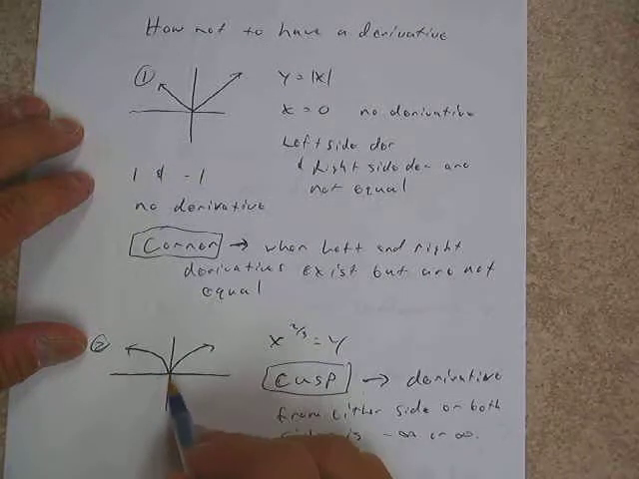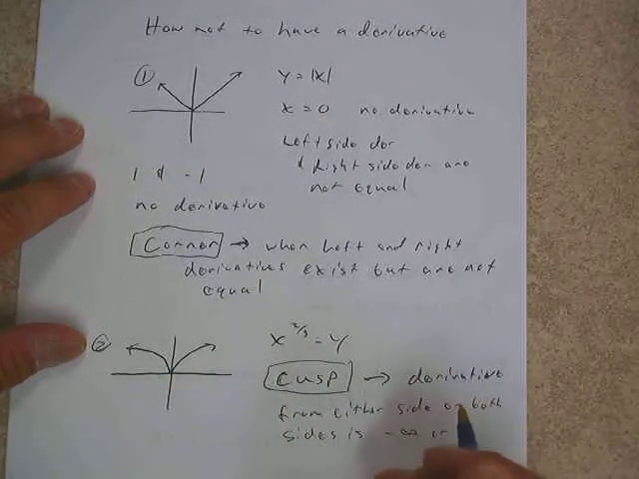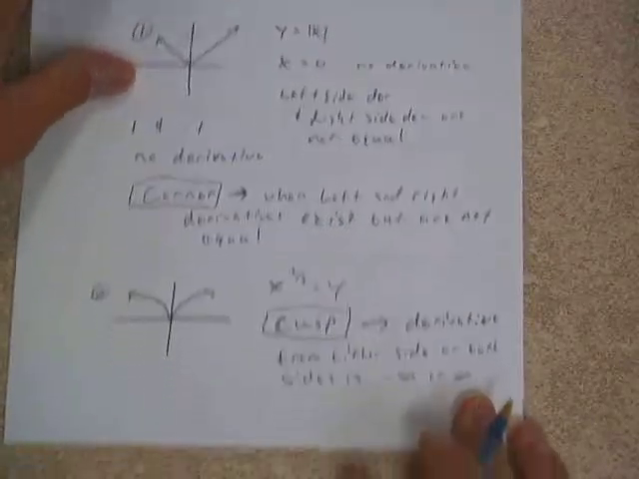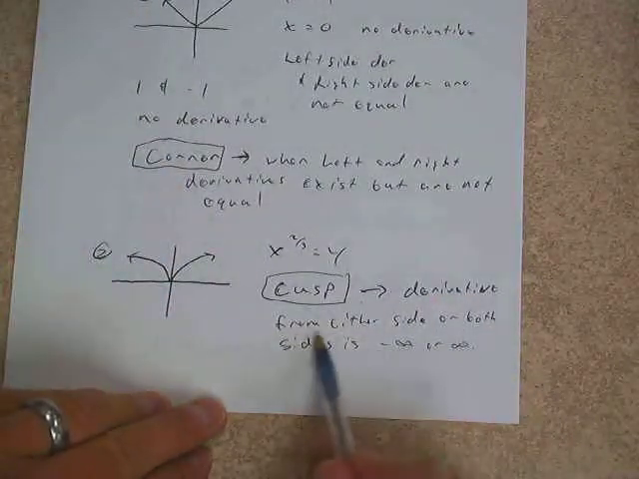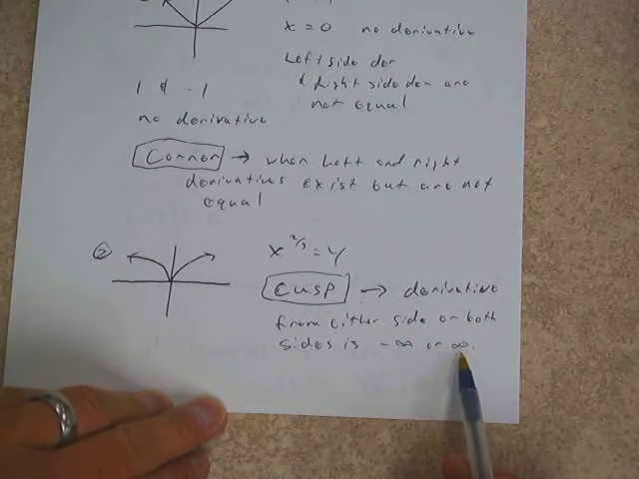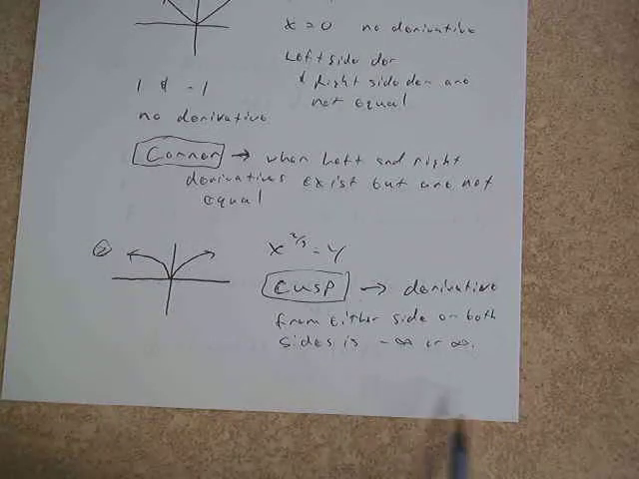Now, one question we might ask is, what if we have a combination of these two? If we have one that's, say, -1 from the left, and then it goes cusp on the right, like if we have a piecewise function, then we still call it a cusp. So you notice I put that here. It's the derivative from either side or both.